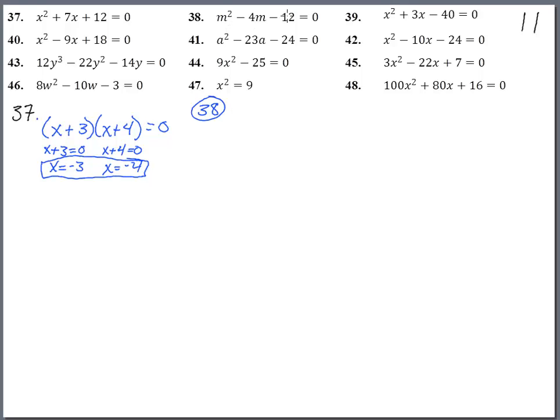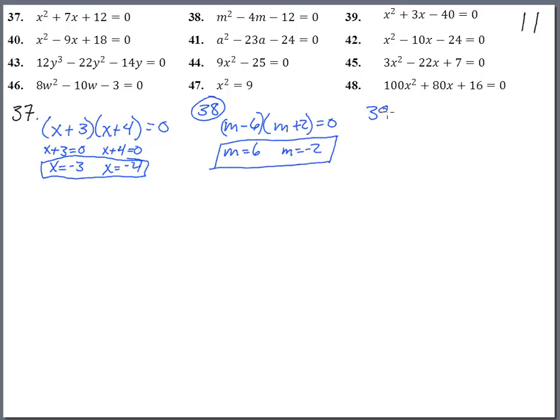Number 38. m squared minus 4m minus 12. Again, it's equal to 0, so we're going to factor it. m minus 6, m plus 2 equals 0. If we set this equal to 0 and solve for m, we'll get that m has to equal 6, or m can equal negative 2.